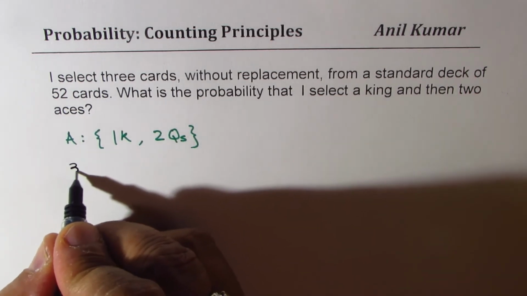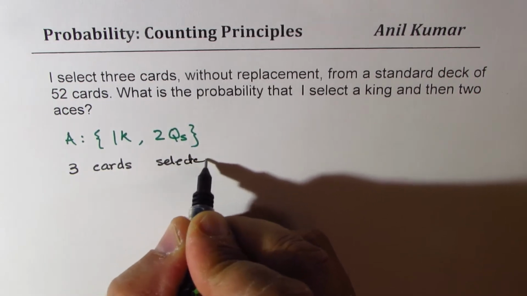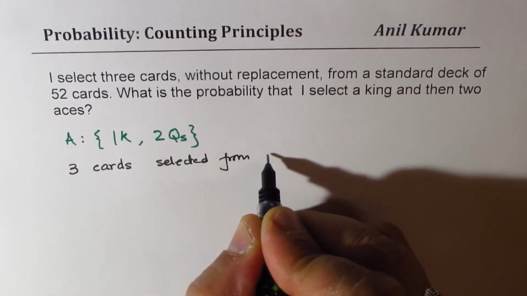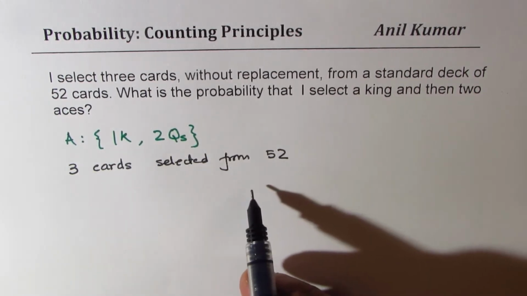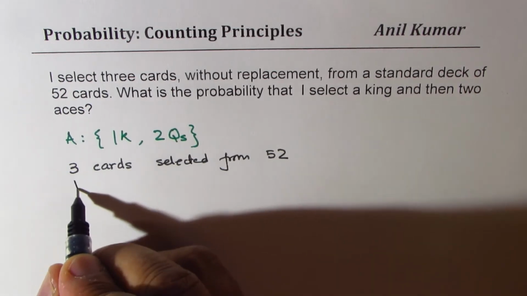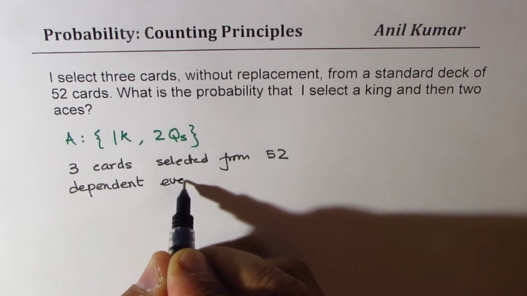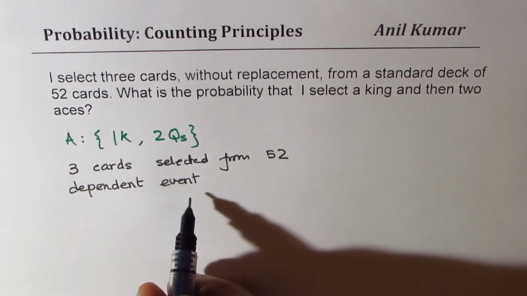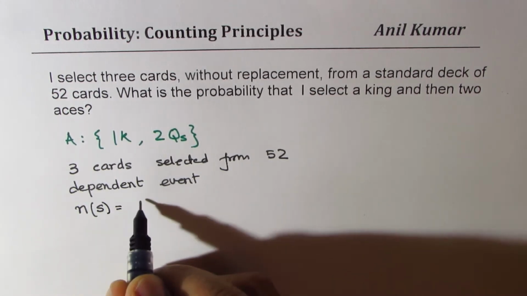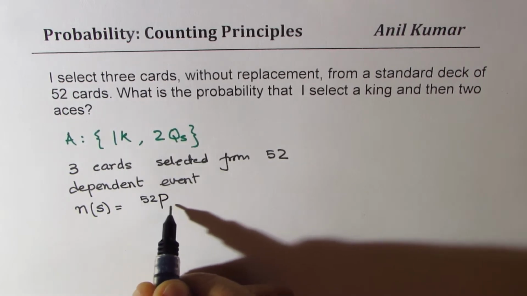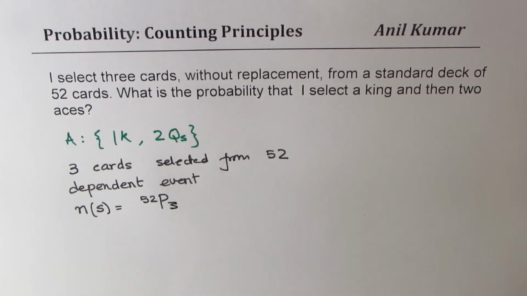So we have 3 cards to be selected from 52, right? Now in this case, it is a dependent event. If you select one, you cannot select the other, right? So it is a dependent event. So we can use permutation in this case. So that gives you the sample space as out of 52, we are selecting 3. So that's the sample space.